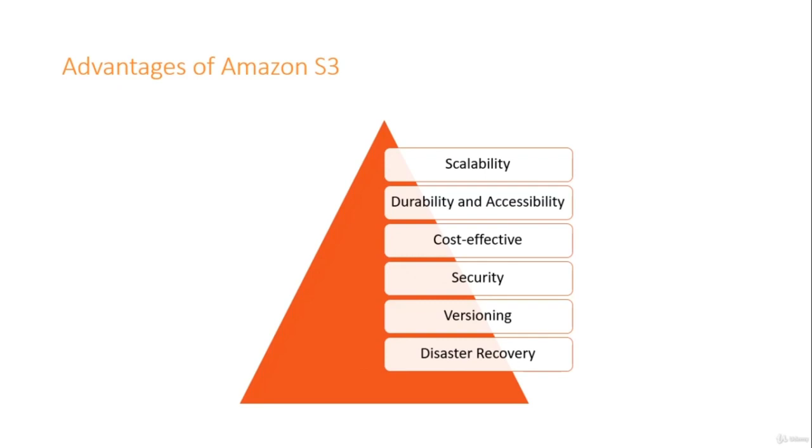Versioning. In an S3 bucket, versioning is not enabled by default, and in S3 versioning allows us to store multiple variants of a file or object in the same bucket. So this provides an opportunity to roll back or recover if an object is deleted.